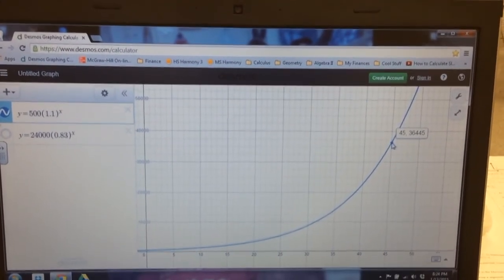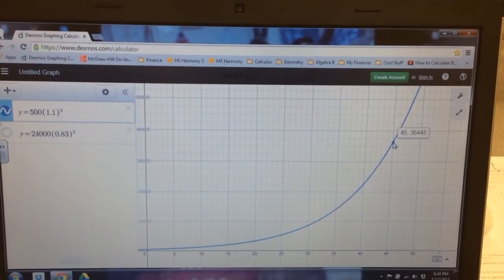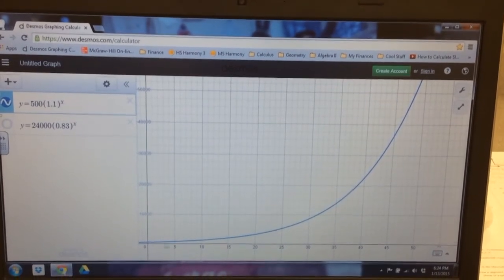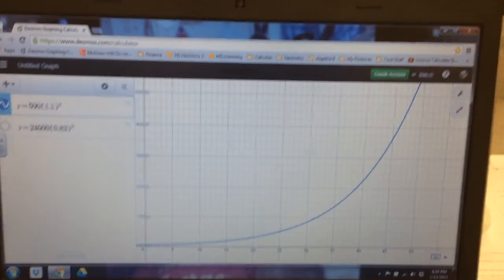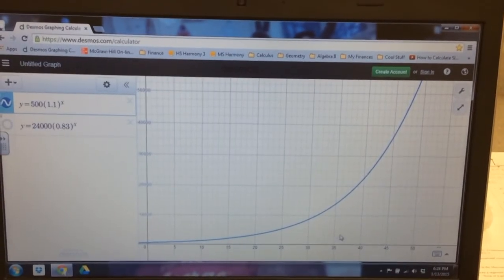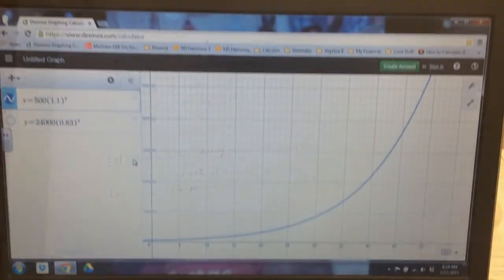Now we're going to look at another application for what's called exponential decay. This is exponential growth because it's growing. Exponential decay is when the graph's going the other way. And we're going to look at that now.